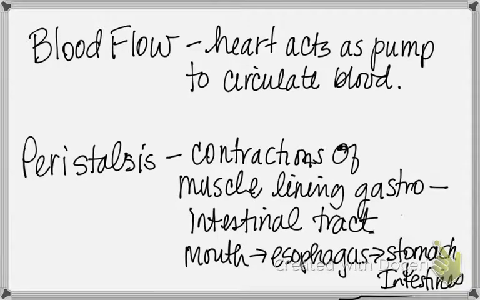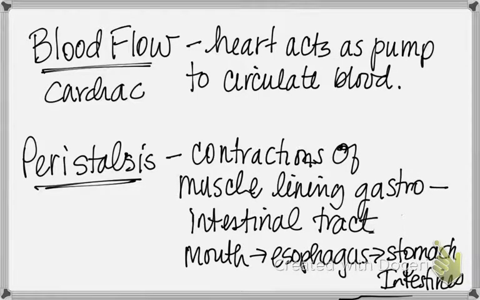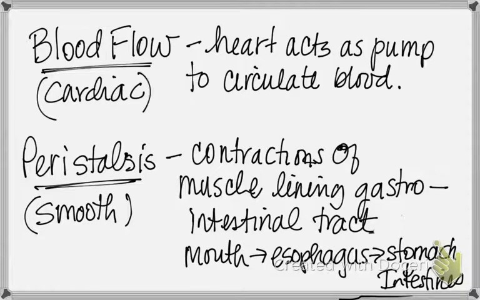All of that movement is not because of gravity. The movement of food through your digestive tract is due to contractions of smooth muscle. And those contractions are called peristalsis, okay? Peristalsis. So blood flow is made possible by cardiac muscle. Peristalsis is made possible by smooth muscle. So we have other functions for the muscular system besides just movement and heat production. Okay?